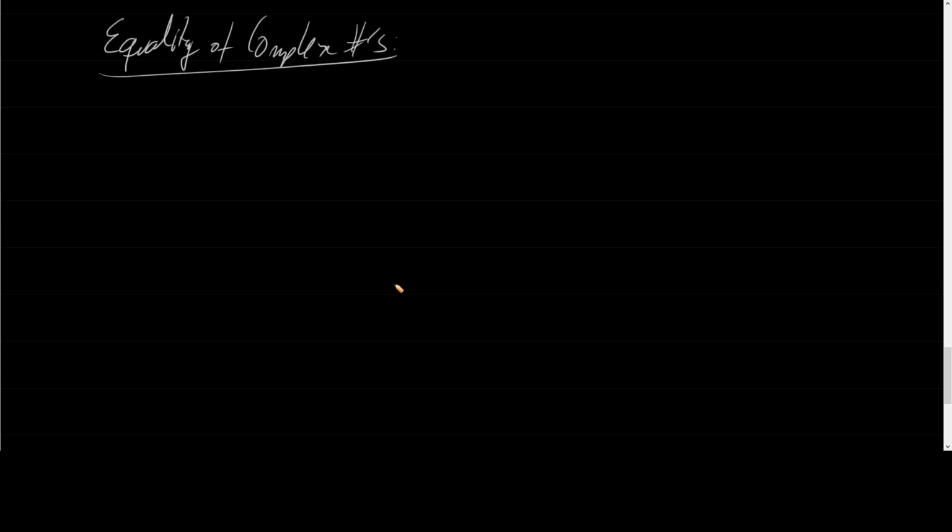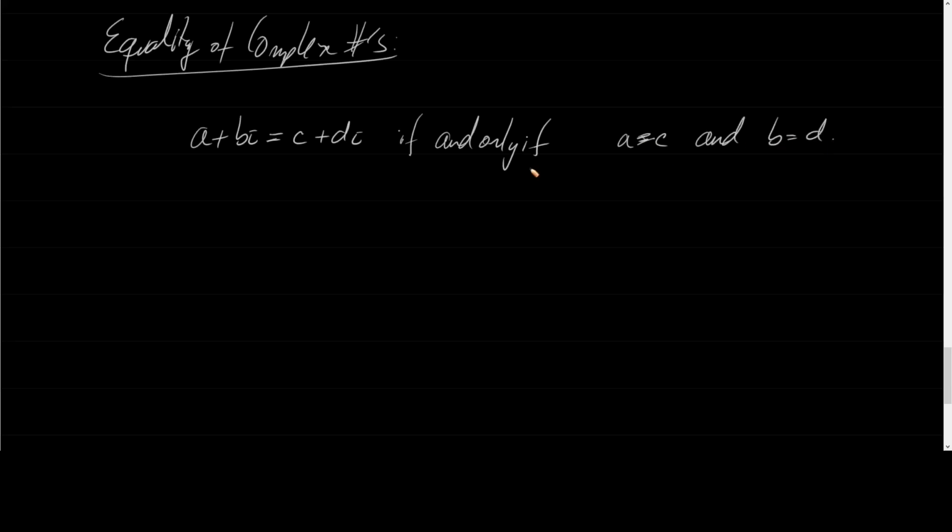It says if we have two complex numbers and you set them equal to each other, well, this implies that, so for these two complex numbers to be equal, this is true if and only if A is equal to C and B is equal to D. So it's only true if the real parts are equal to each other, and if the imaginary parts are equal to each other. All right, our components.